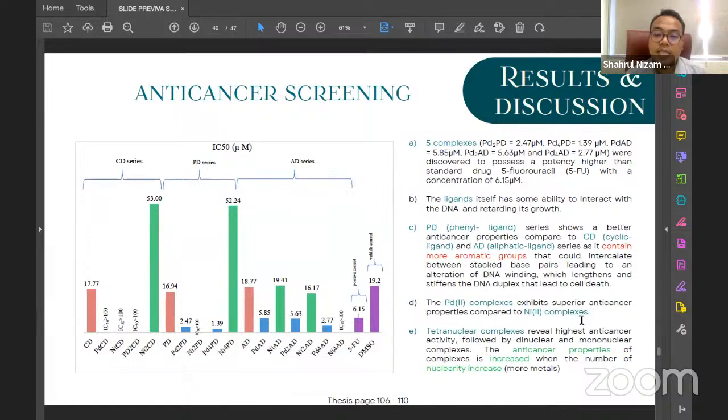And the PD complexes exhibit superior anti-cancer properties compared to nickel 2 complexes. So PD works better than nickel. We can also tell that tetranuclear complexes reveal the highest anti-cancer activity, followed by dinuclear, followed by mononuclear. The anti-cancer properties of complexes increase when the nuclearity increases. The more metal inside, the better it is. Yeah, something like that.